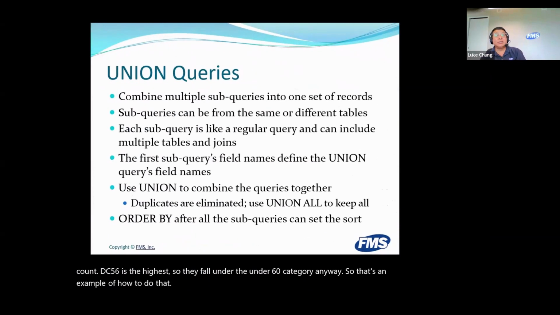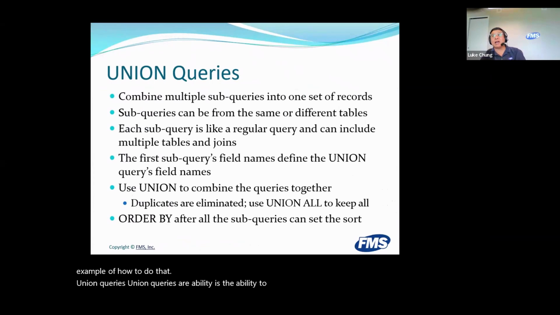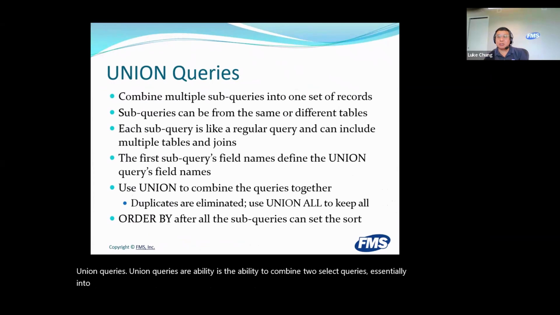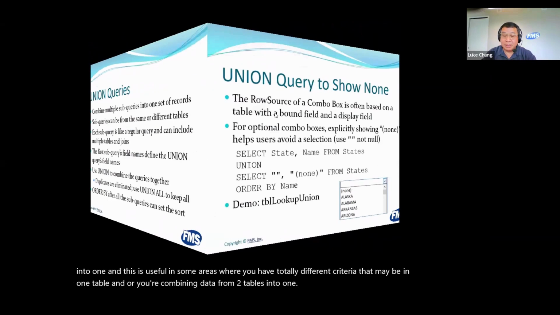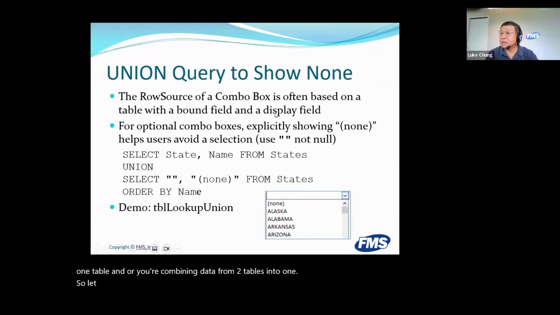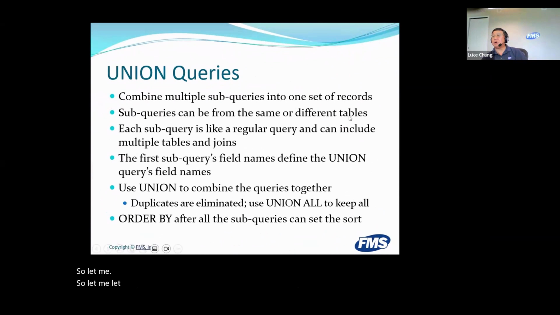Union queries. Union queries is the ability to combine 2 select queries essentially into one. And this is useful in some areas where you have totally different criteria that may be in one table, or you're combining data from 2 tables into one. So let me go back here.